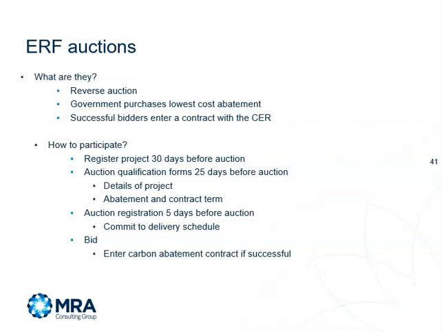Reverse auctions have historically been held twice a year. To participate in an auction, the project registration application must be submitted no later than 30 days before the auction. Auction qualification forms must then be submitted 25 days before the auction. The qualification form requires details of the project and the expected abatement and contract term.